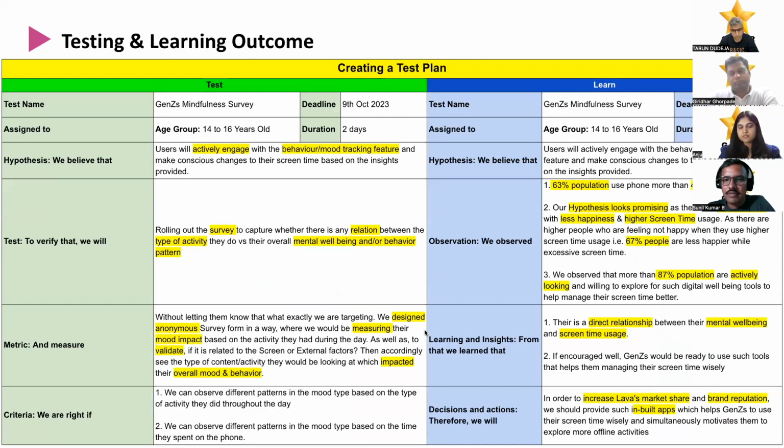Next slide, please. Like I mentioned, the test plan was already explained by Giridhar, so there is a quick overview here. When it comes to learning, we rolled this out to Gen Zs for 2 days. We saw that 63% of the population were spending more than 4 hours on the application, and we believe our hypothesis is looking promising, because there is a direct relation between lower happiness and higher screen time usage. We also observed that 87% of the people are actively looking out for such solutions to manage their applications well. And in order to increase Lava's market share and brand reputation, it's a great opportunity to create such a built-in application and promote it wisely to motivate Gen Zs.